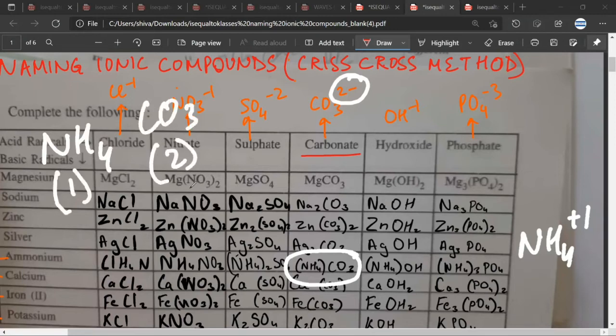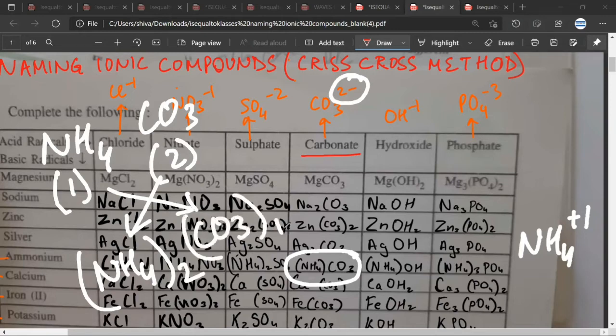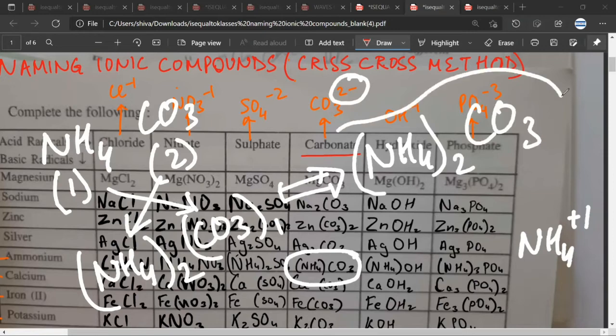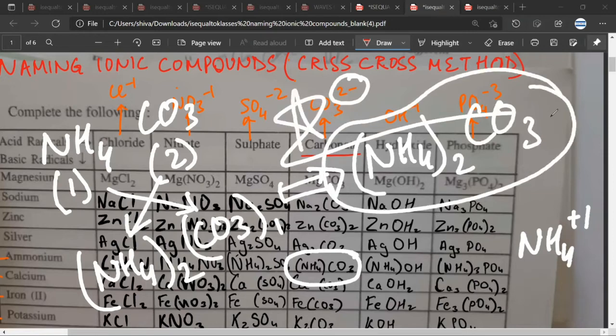How is it correct? You do crisscross, no, sir. Yeah, sir, that's what I'm saying. Put the whole NH4 in a bracket and write it twice. Do you understand? Do not make this mistake. As a first step you can write it like this, absolutely no problem. And then you can say that my final answer is (NH4)2CO3. Is it making sense now? Yes, sir.